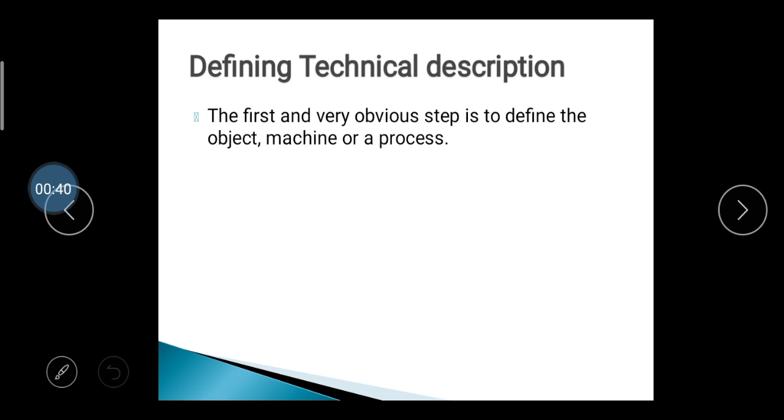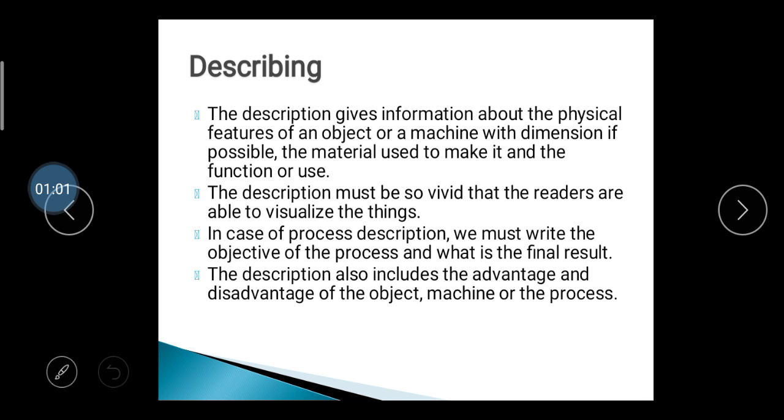Defining the technical description, the first and very obvious step is to define the object, machine or process. Whenever you define any object, any machine or any process regarding any technical process or any technical object, it is called the technical description. Then, what is the meaning of describing?